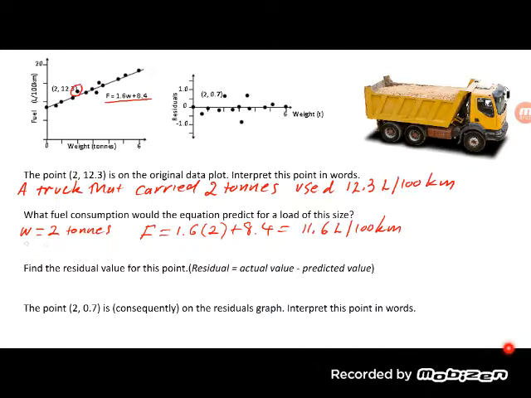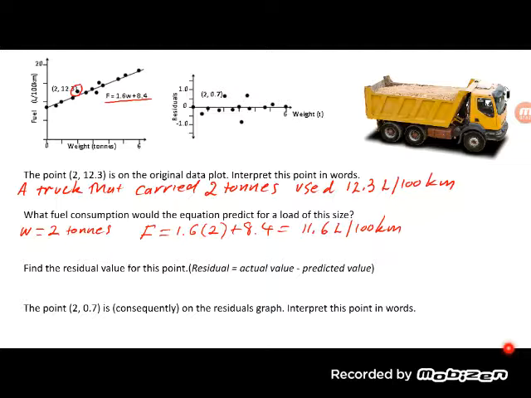So this prediction is not what actually happened in real life. In real life, the truck that carried that weight used a little bit more fuel, actually 12.3 litres per 100 kilometres. But remember, these predictions don't always match what happens in real life. They're just predictions from the equation. So there are some other factors involved sometimes.